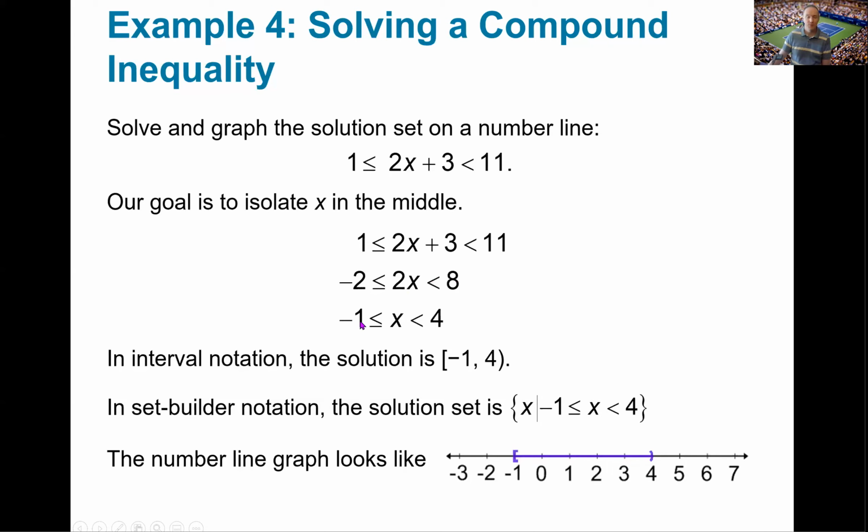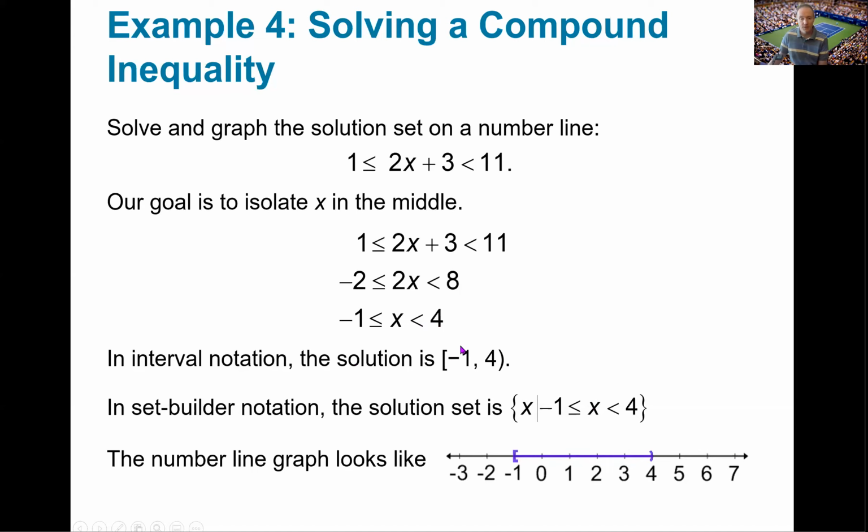Negative 2 over 2 is negative 1. 2x divided by 2 is x. 8 divided by 2 is 4. Now, this is a nice answer. I can say, all right, x is between negative 1 and 4. It can include negative 1, but it must exclude 4. Well, the interval notation for that is x starts at negative 1, goes up to 4, includes negative 1, so bracket, excludes 4, so parenthesis.